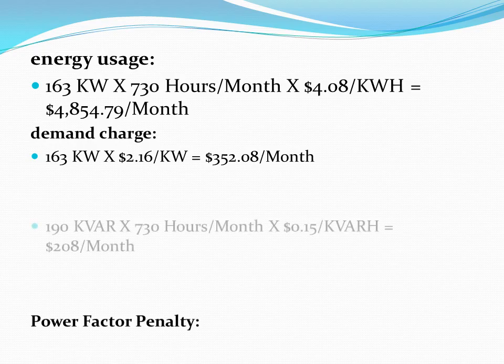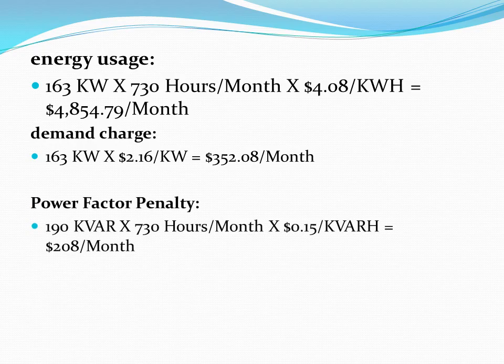Finally, we'll calculate your power factor penalty. 190 kVAR times 730 hours. Now let's say you decide to install a capacitor bank. The 190 kVAR from the capacitor cancels out the 190 kVAR from the inductive motor. Your power factor will now be 1, or unity.